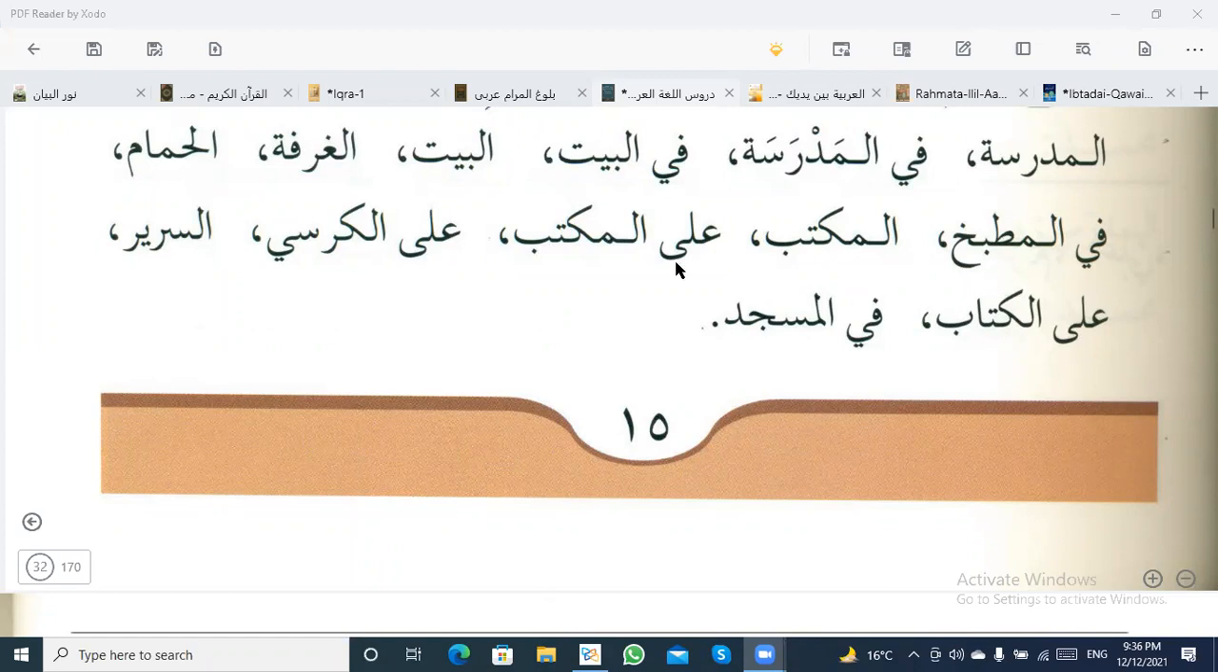Ala al-maktabi. Okay. Ala al-kursi. Ala al-kursi. Ala al-kitabi. When comes a preposition, the ending changes. Okay. Ala, ala, and ala al-kitabi. Fi al-masjidi. Okay.